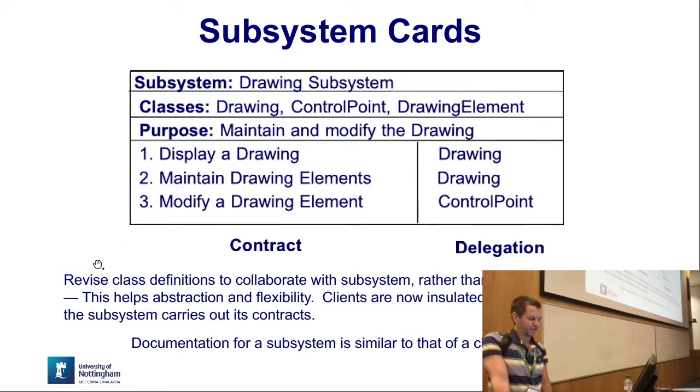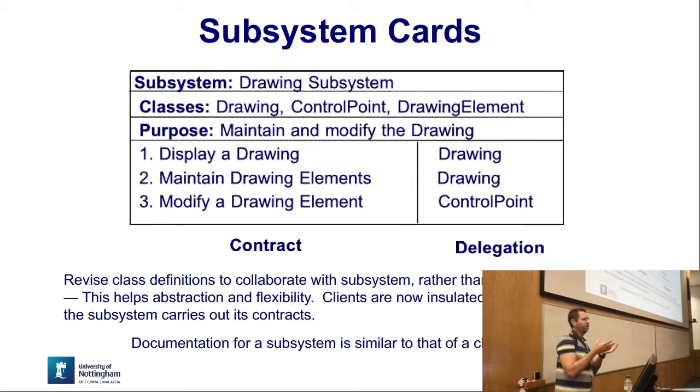So we may need to revise class definitions to collaborate with a subsystem rather than with an individual class. This helps maintain abstraction and flexibility. Clients are now insulated from future changes to how the subsystem carries out its contracts. So we can make changes inside the subsystem without breaking everything outside the subsystem.